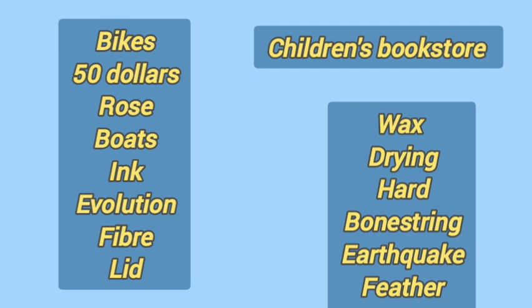Let's see the answers. Bikes, $50, rose, boats, ink, evolution, fiber, lid, wax, drawing, hard, bone string, earthquake, feather.